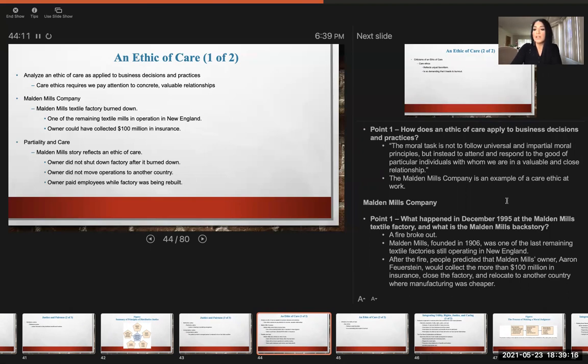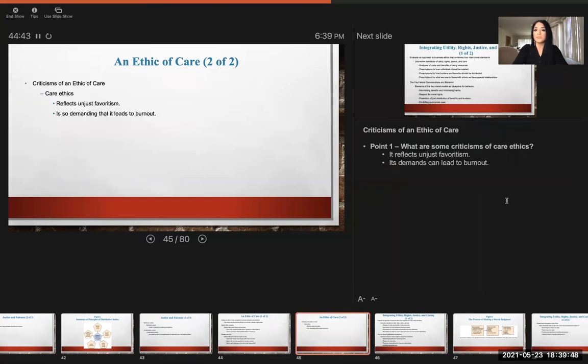For Malden Mills Company, what happened in December 1995 in the Malden Mills textile factory? Here is the backstory. A fire broke out at Malden Mills, founded in 1906, one of the last remaining textile factories still operating in New England. After the fire, people predicted that Malden Mills owner Aaron Feuerstein would collect more than $100 million in insurance, close the factory, and relocate to another country where manufacturing was cheaper. The owner ended up paying employees while the factory was still being rebuilt.